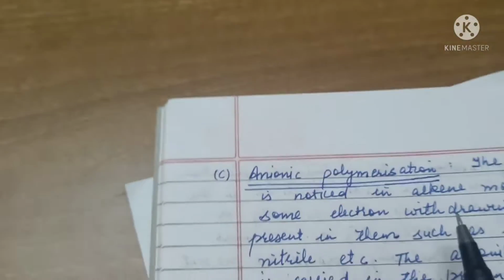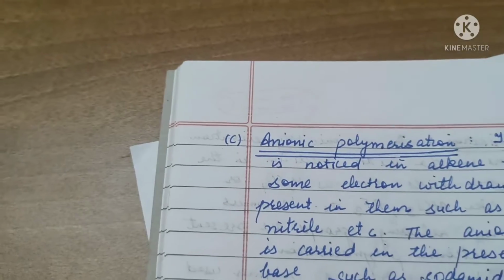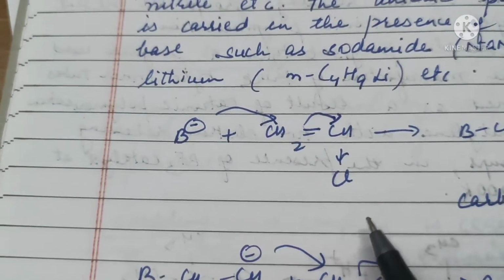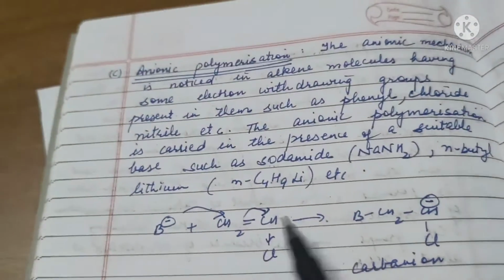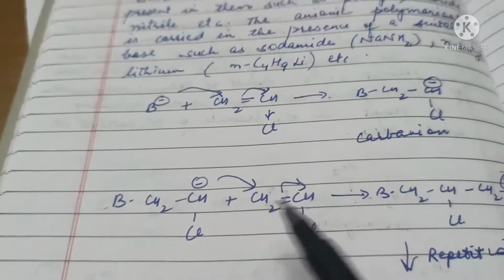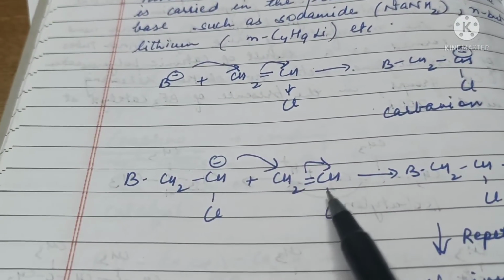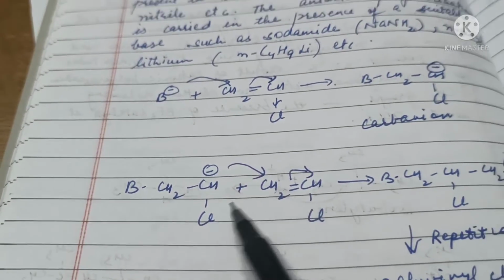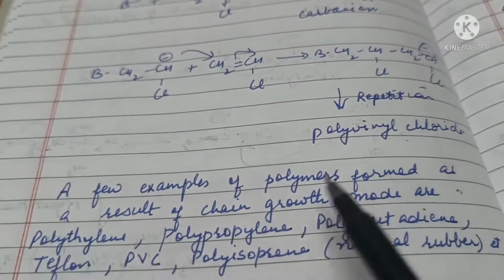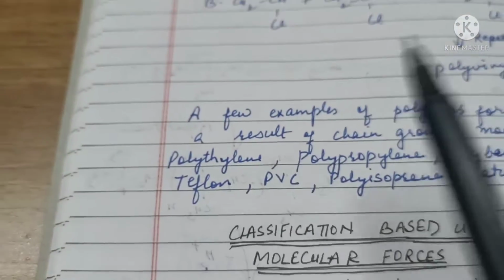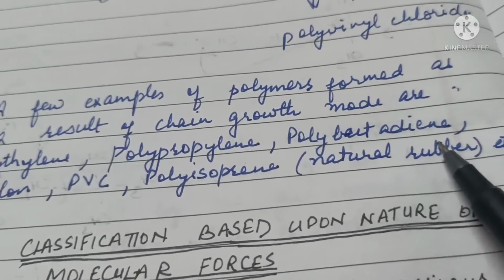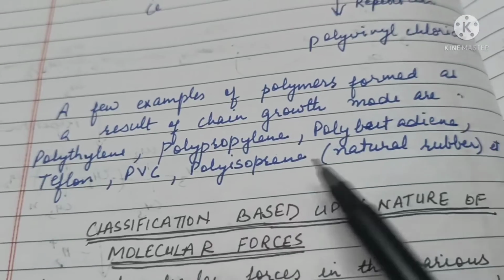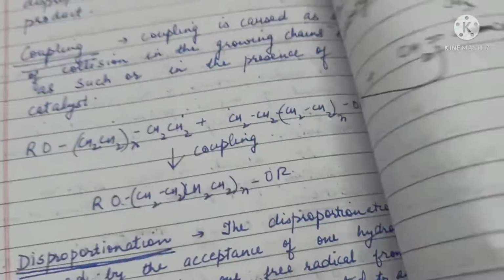In anionic polymerization, the anionic mechanism is noticed in alkene molecules having some electron withdrawing group, for example, vinyl chloride. In presence of base, the electrons of base will add up to form a carbanion, which will take up another alkene molecule having an electron withdrawing group and form a longer chain. This on repetition forms the polymer. So different addition polymers are polyethylene, polypropylene, butadiene, Teflon, PVC, polyisoprene, natural rubber, etc.